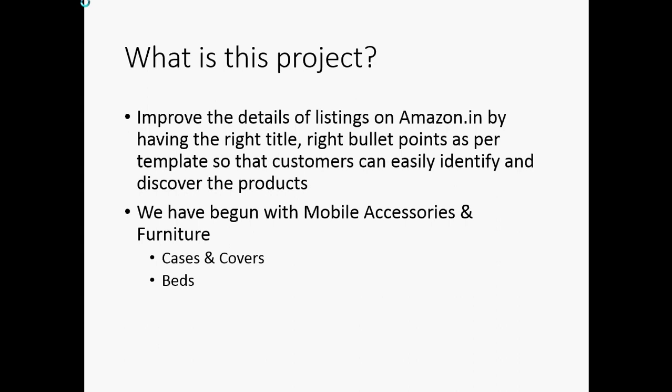So what we are supposed to do is get the details that are there on Amazon and reorganize them in the right template, so that customers can easily search for and identify the products. To begin with, we have taken categories like case covers, mobile accessories and furniture.